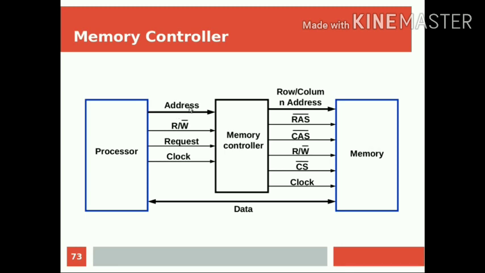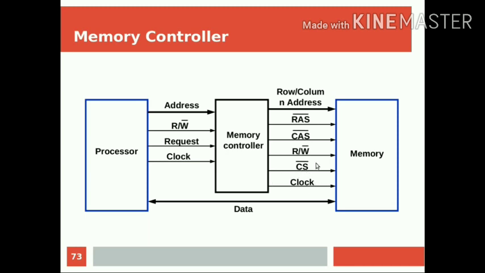By using this address, that will form the row address and column address, which will be issued to the memory by using the RAS and CAS signals, row address strobe and column address strobe. And this is the read-write signal, then clock.